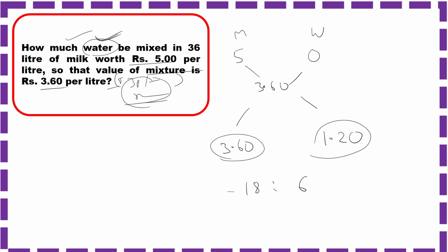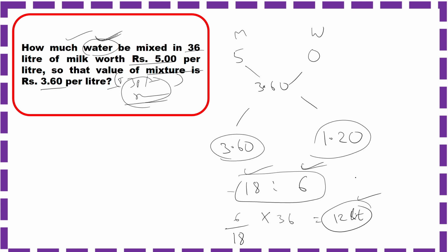So in 1 liter of milk, what is the quantity of water added? See, this mixture has 18 liters of milk and 6 liters of water, right? So in 1 liter of milk, how much water is added? Take the value of water, 6 by value of milk, 18, 6 by 18. What is the total quantity? 36 liters, right? 6 by 18 into 36, 12 liters. So 12 liters is the water added in 36 liters of milk. In 1 liter it is 6 by 18, but what about the 36 liters of milk? Just multiply that with 36.